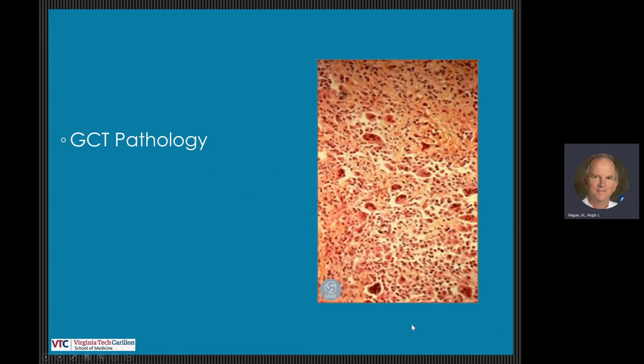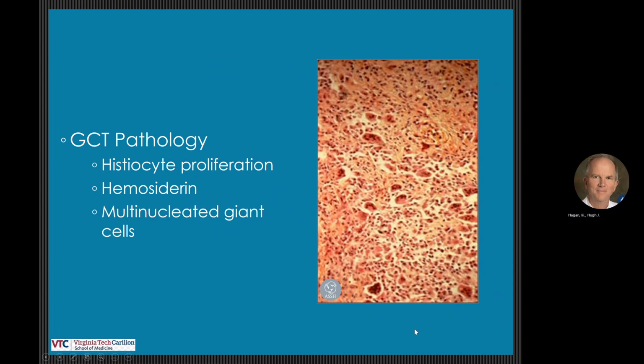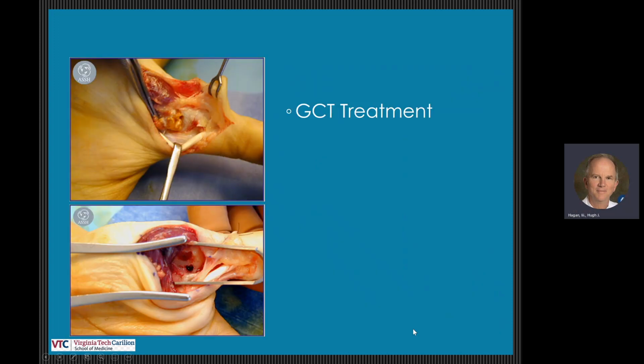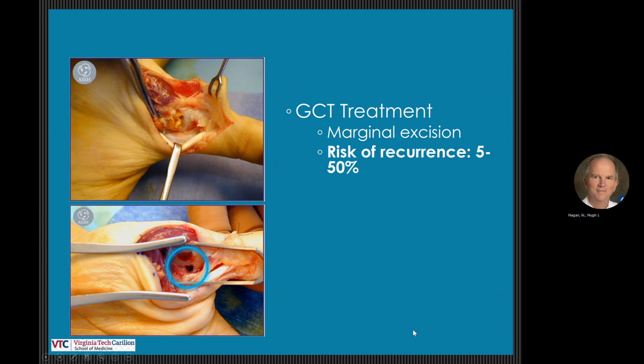And giant cell tumor pathology, and this occasionally comes up on an exam, is marked by histiocyte proliferation, lots of hemosiderin, and multinucleated giant cells, as is seen here. The treatment of a giant cell tumor is marginal excision. The risk of recurrence is wide across the board, 5 to 50% in various studies. And I think a lot of this simply depends upon the point of origin of the lesion.